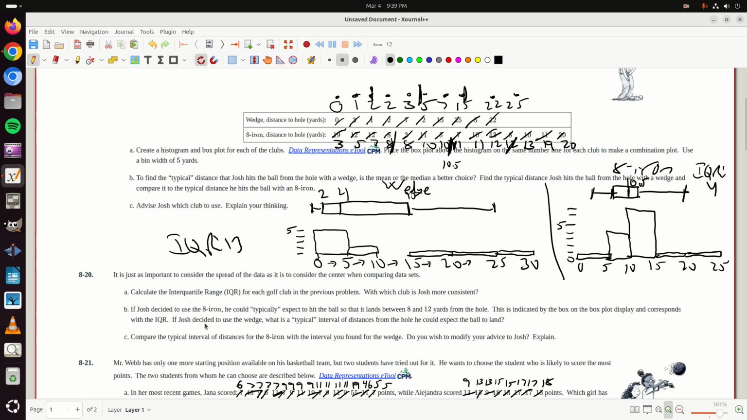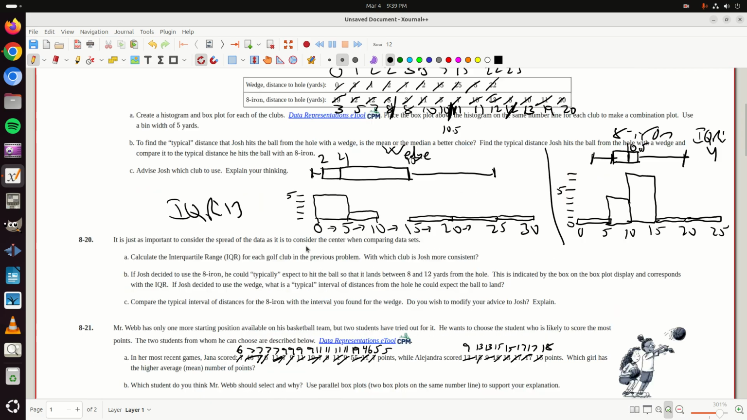Then it says compare the typical interval of distances to the 8-iron with what you found for the wedge. So here he's between 2 and 15 yards out, his middle two quartiles, and over here he's between 8 and 12, so a little bit more consistent. If he's a great putter, 8 to 12, whatever. I don't really want to turn this into a conversation about golf. I just hope that you see, if we look at the median, the wedge is better, but if we look at the spread, the 8-iron all of a sudden comes into play as an option.